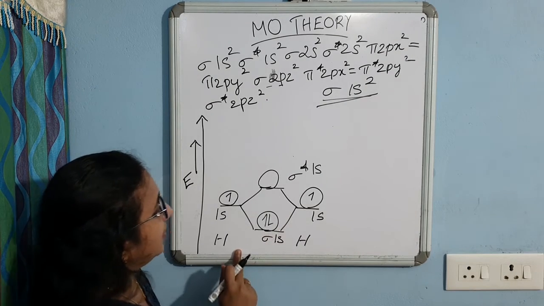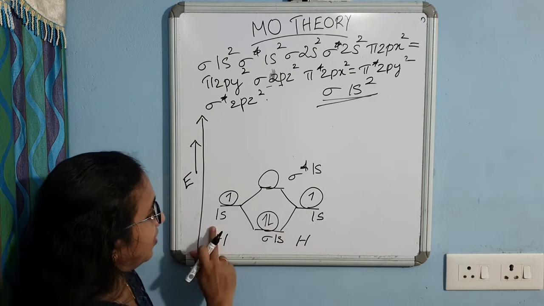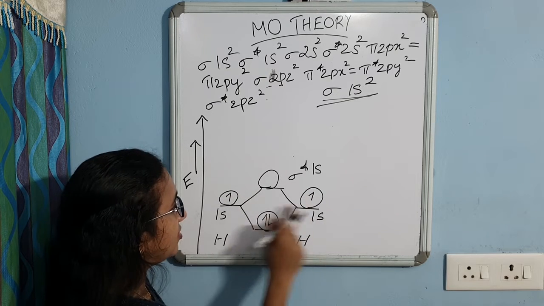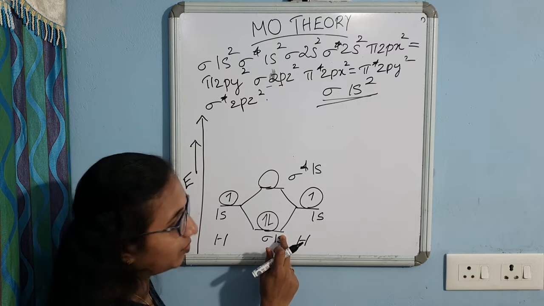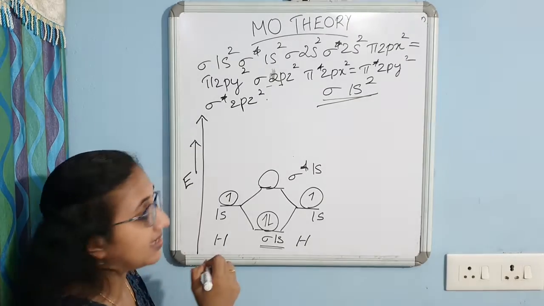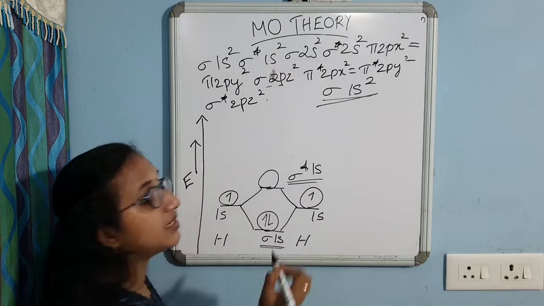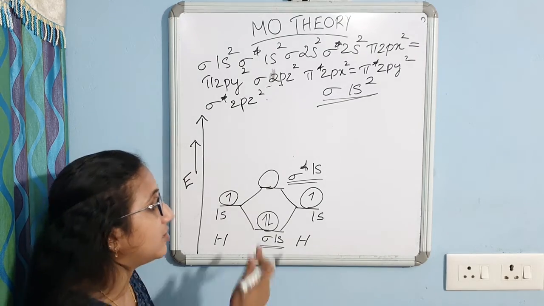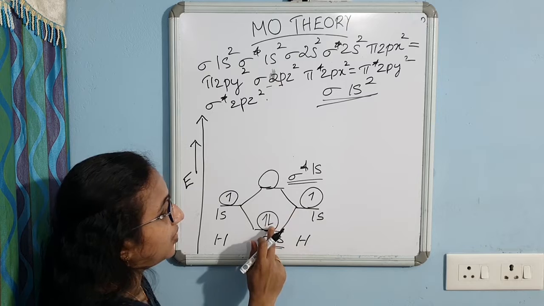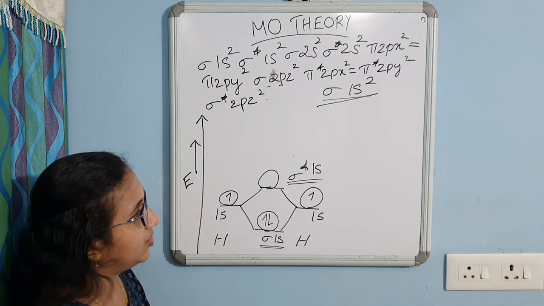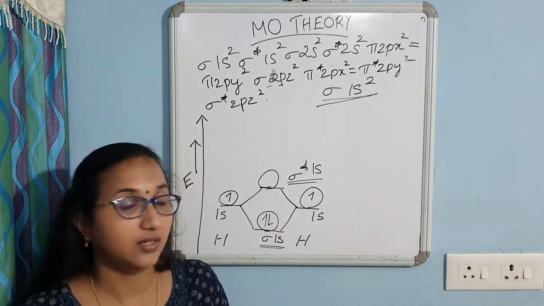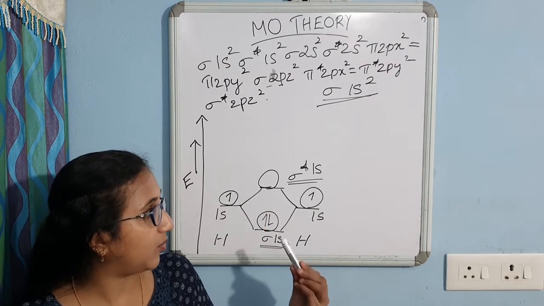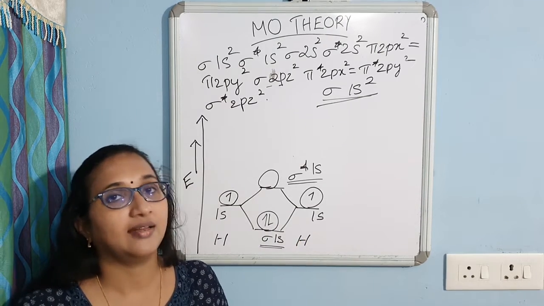We can see from the diagram itself that we have two hydrogen atoms. Their 1s atomic orbitals are both of the same energy, and each has one electron. These two atomic orbitals combine by addition to give a low energy bonding molecular orbital designated sigma 1s, and a high energy antibonding molecular orbital designated sigma star 1s. Since the bonding orbital is of stabilizing nature and lower energy, the two electrons after bonding go to sigma 1s. This is the MO diagram for the hydrogen molecule. It is the simplest molecule, and using the MO diagram we can explain the covalent bond formation of the hydrogen molecule.